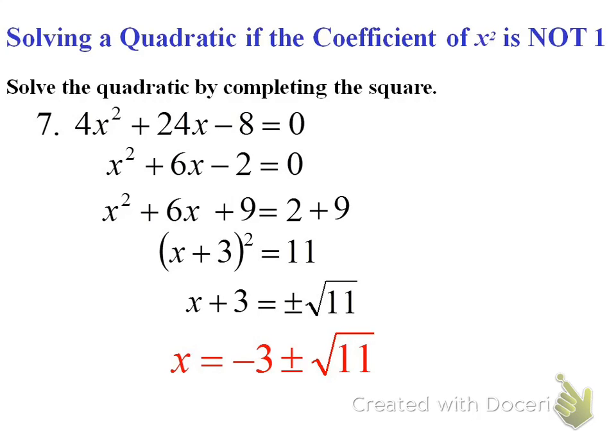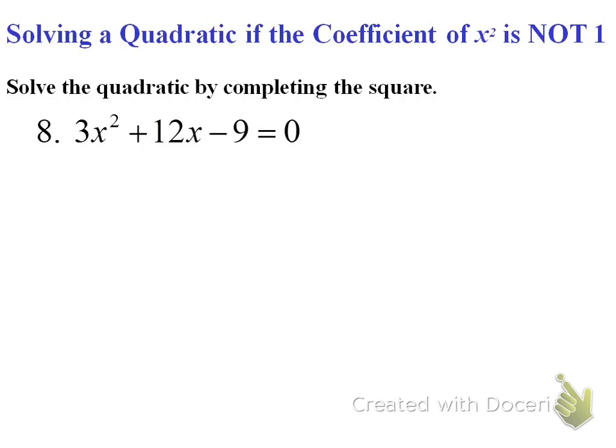What are your questions? Here's another example. Our lead coefficient, again, is not a 1. So before we can start the completing the square process, what do we need to do? Divide everything by 3. Good. Now we're working with x squared plus 4x minus 3. That's going to be a lot easier to deal with.